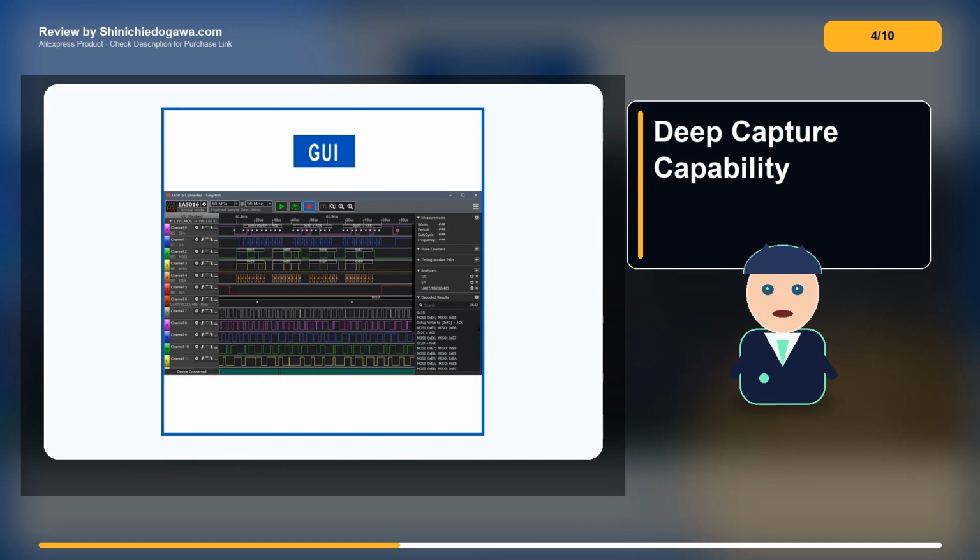One of the standout features here is the 10 billion sample memory capacity. Having such a deep buffer means you can leave the analyzer running for extended periods, capturing long boot sequences or infrequent state changes that only happen once every few thousand cycles of your system clock.